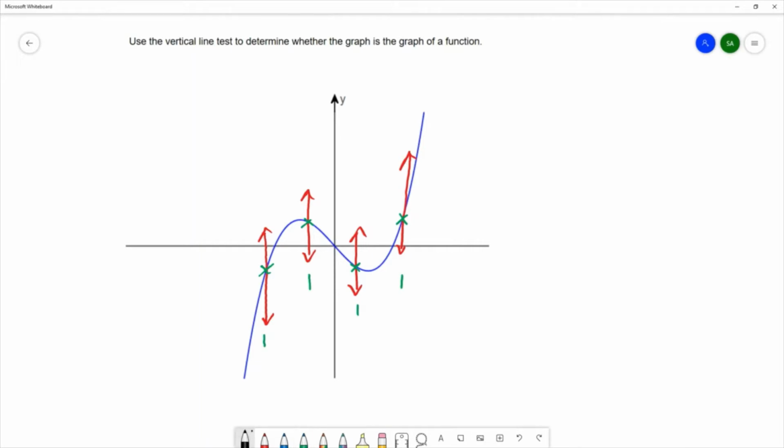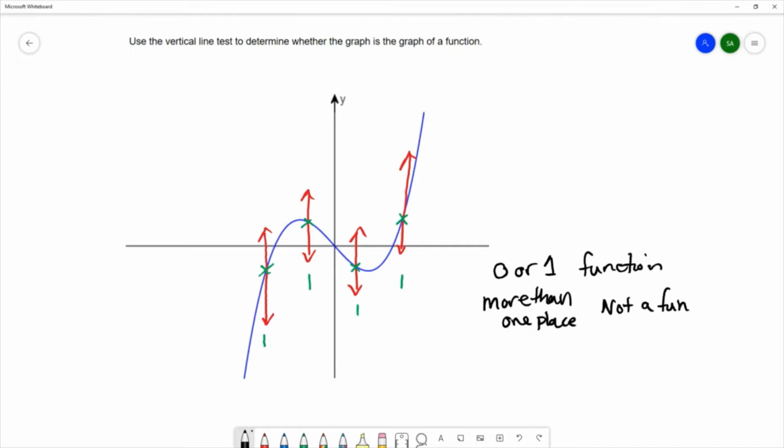So if your vertical line crosses in 0 or 1 places, we can categorize that graph as a function. And if those vertical lines cross in more than one place, we would categorize those as not a function. So for this example, because every vertical line crosses the graph in exactly one place, we would say that this is the graph of a function.